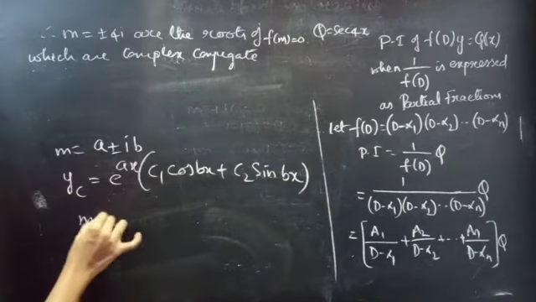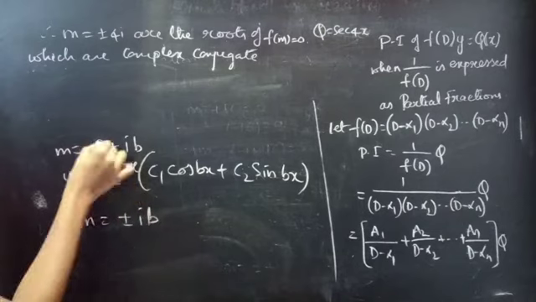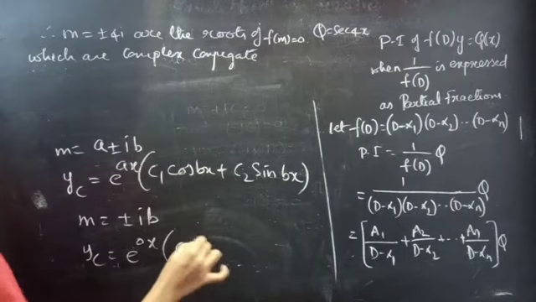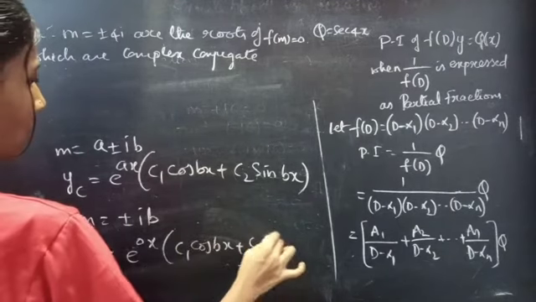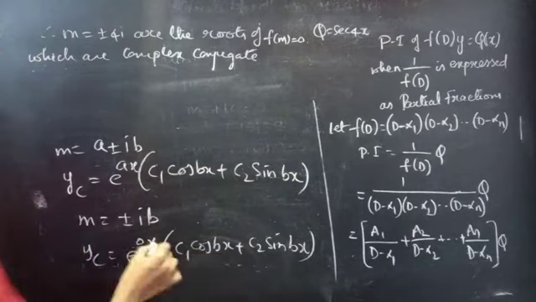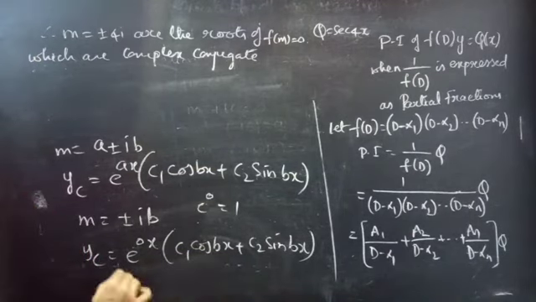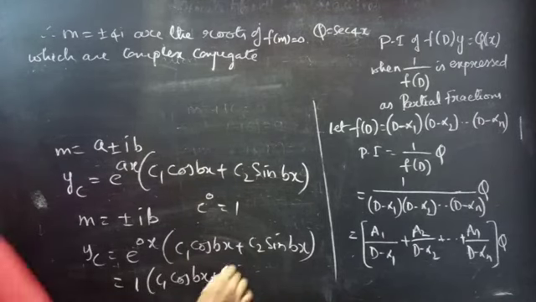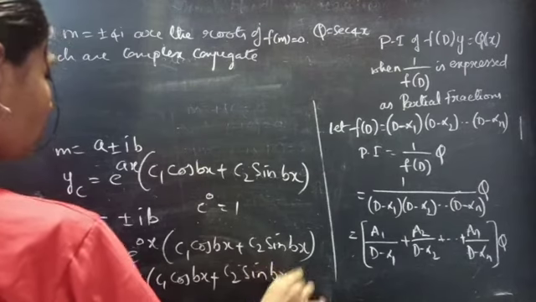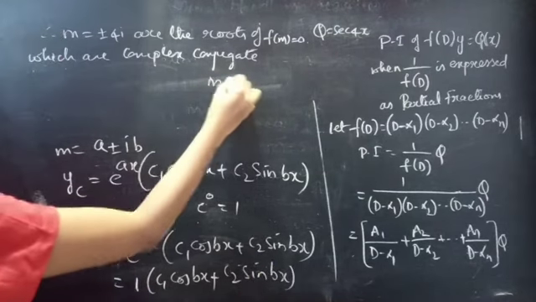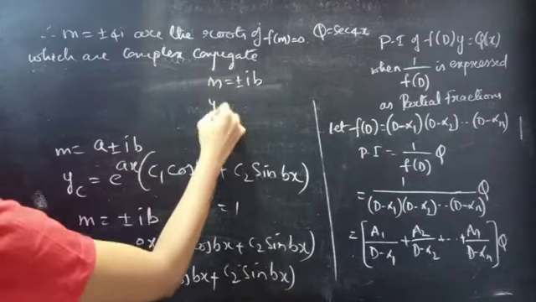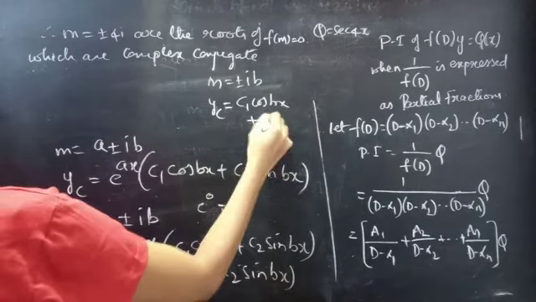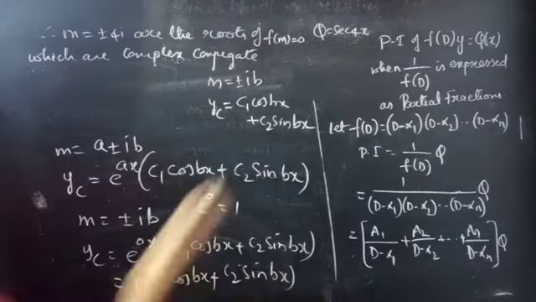Okay. In this case, if a is 0, then you'll get y equals e power 0 into x into c1 cos bx plus c2 sin bx. Since e power 0 into x is e power 0, which equals 1, you'll get 1 into c1 cos bx plus c2 sin bx, right? So when m equals plus or minus ib, the complementary function is given by c1 cos bx plus c2 sin bx.